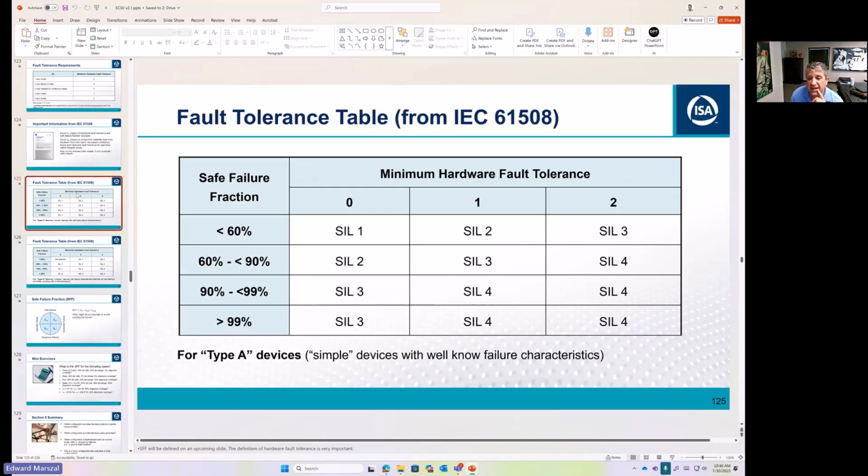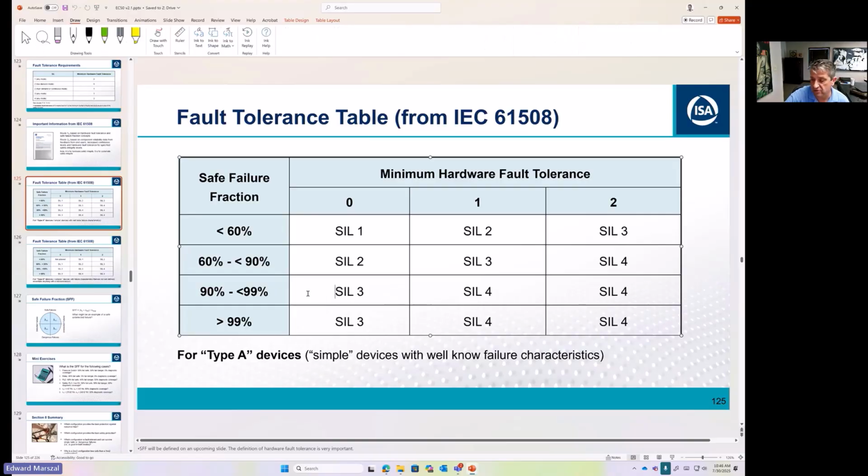But if you go into 1508, it has different categories of safe failure fraction. Well, guess what, people? These categories are the numbers that the 61508 committee applied to the tables. This one here, 60% to 90%, would effectively be a probability that the test will be successful. So 60 to 90%, this one is low.